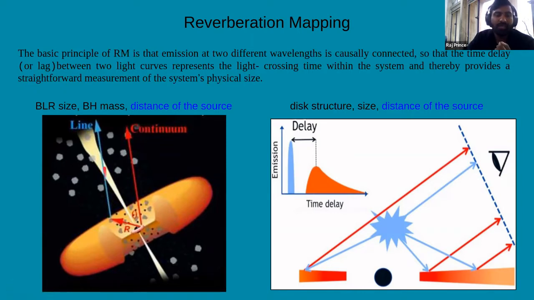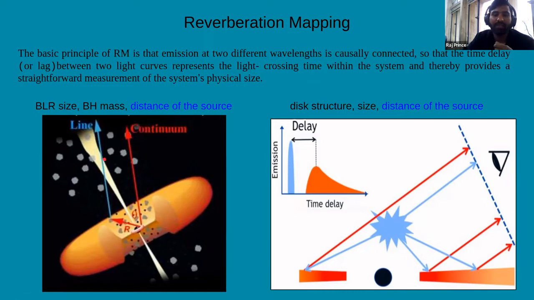So if you measure both the emission lines and the continuum, and if you can measure the time delay between them, because as an observer, you first receive the continuum, and after some time delay, this light crossing time, you receive the emission lines. So if you can somehow measure the time delay between these two emissions, we can know the structure of the source and the size of this broad line region.